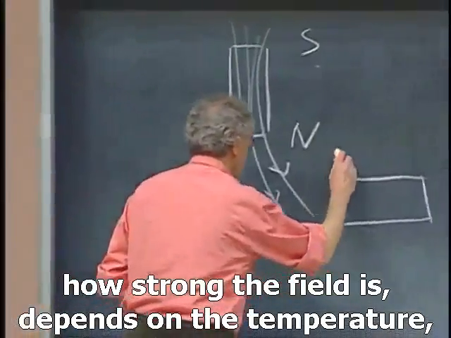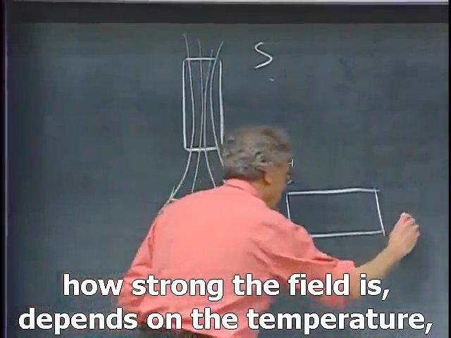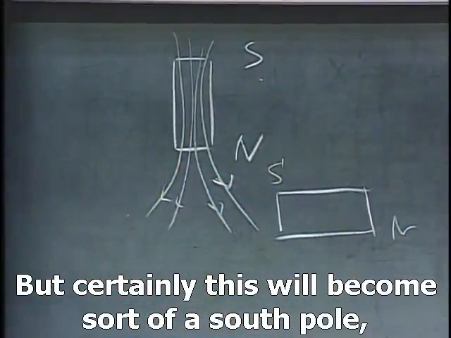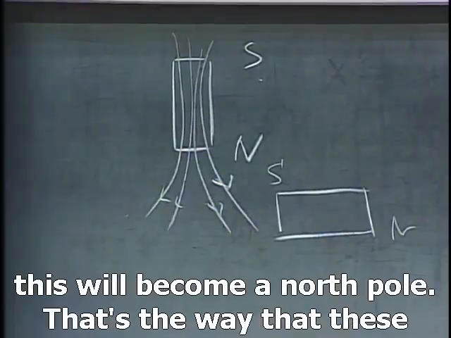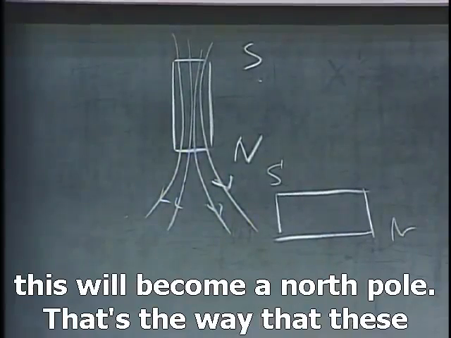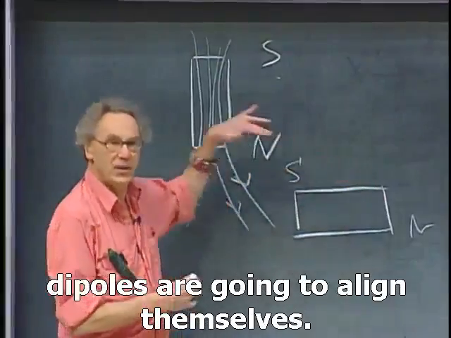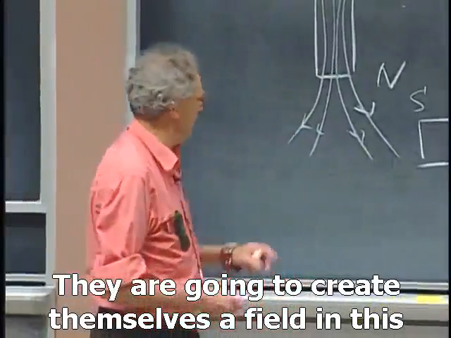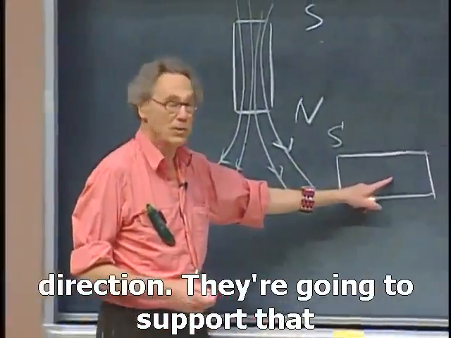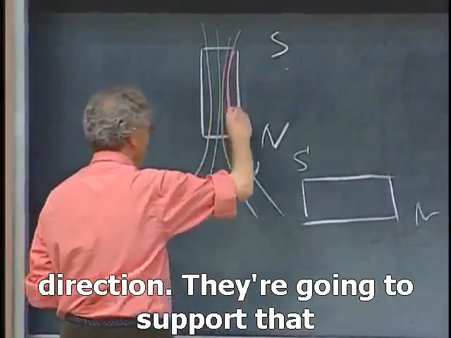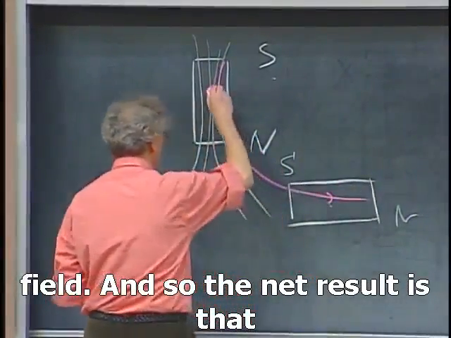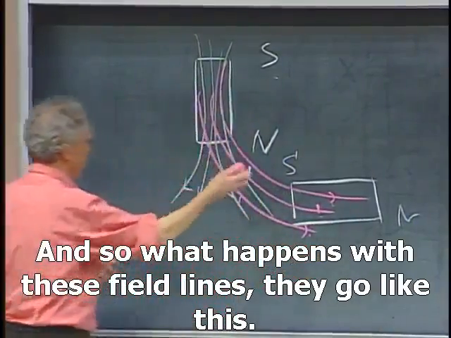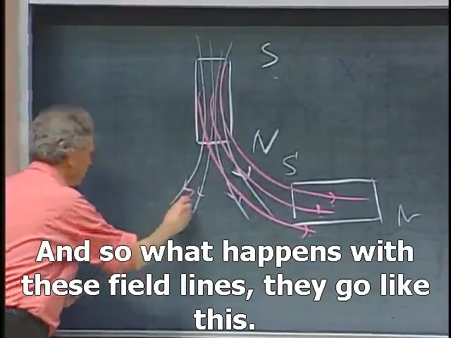But certainly, this will become sort of a south pole, this will become a north pole. That's the way that these dipoles are going to align themselves. They are going to create themselves a field in this direction. They're going to support that field. And so the net result is that the field inside here becomes very strong. And so what happens with these field lines, they go like this. They're being sucked into this ferromagnetic material. It's very hard to know exactly how they go. And the field here will weaken.